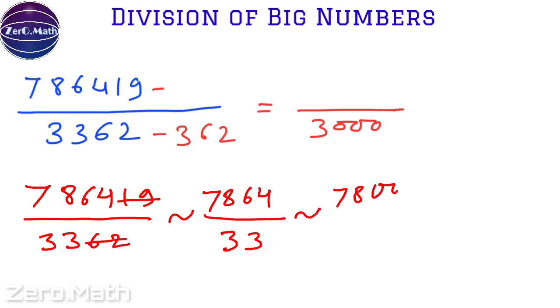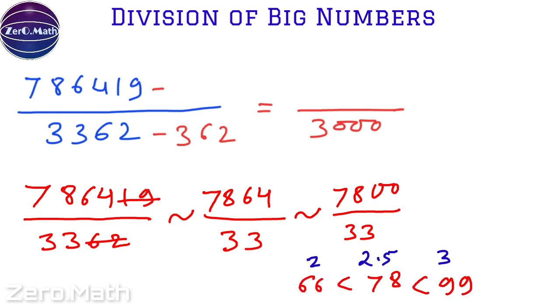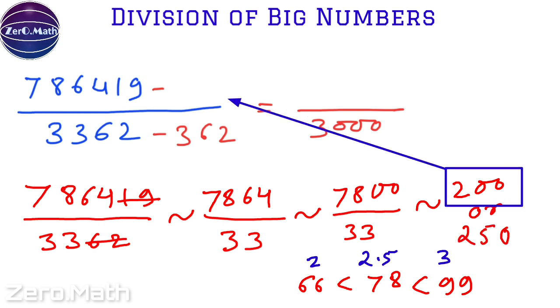So we will get 7864 by 33. 7864 can be approximated as 7800 by 33. Now 33 times 2 is 66, and 33 times 3 is 99, and 78 is somewhere between 66 and 99. Now the question is, what is the approximate unit value we are going to consider? Is it 2, 3, or somewhere in between 2 and 3, that is 2.5? Since 78 is closer to 66, we will consider the approximate unit value as 2 or 2.5. Since we are dividing 7800 by 33, the approximate unit value would be either 200 or 250. Let's take the approximate unit value as 200.